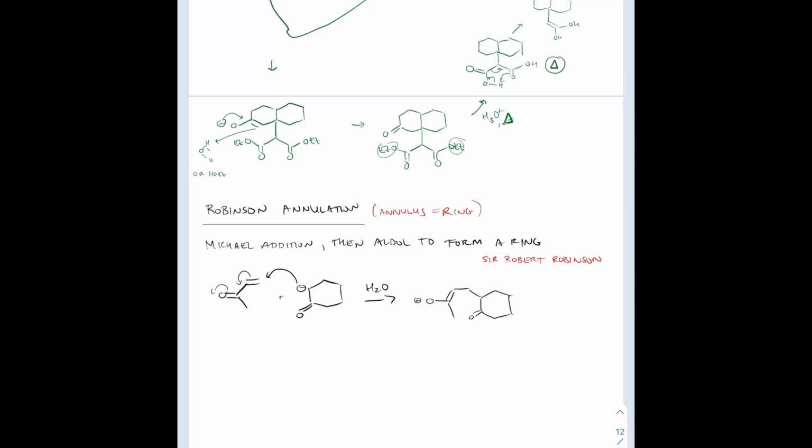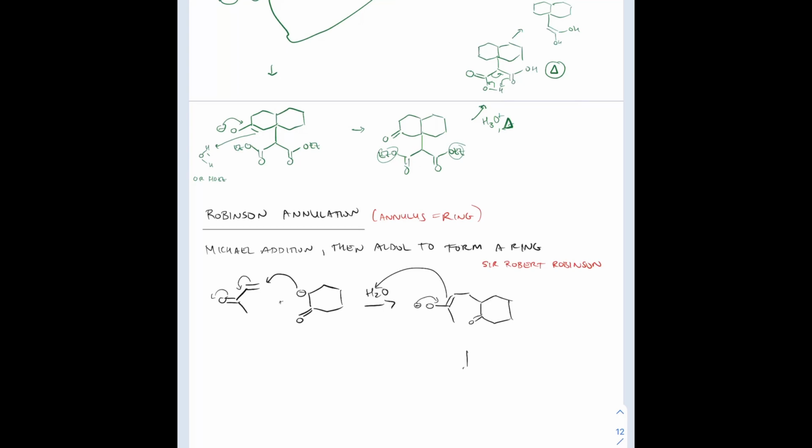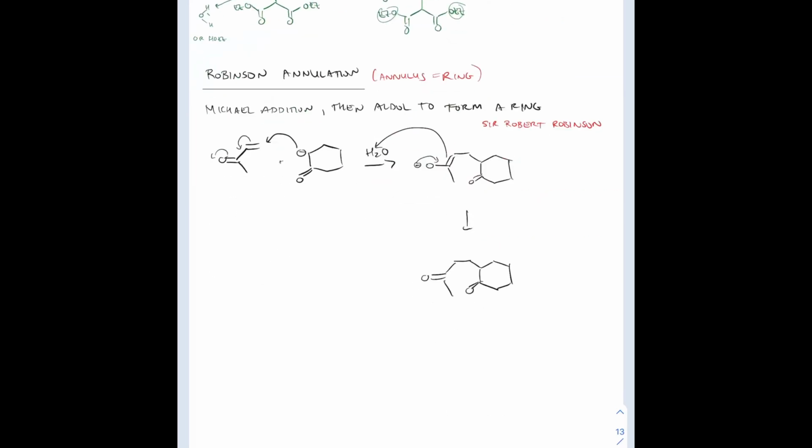JK. So we have an alpha beta unsaturated ketone and a cyclic ketone, and we form the enolate. We attack the beta position, boom, protonate that, right? Ultimately at the alpha position. Now we've got this ketone dangling off of this ring, this cyclic ketone, and we have an alpha hydrogen.